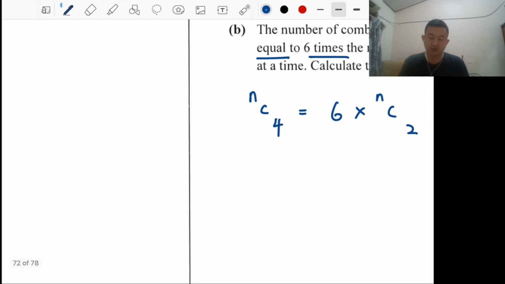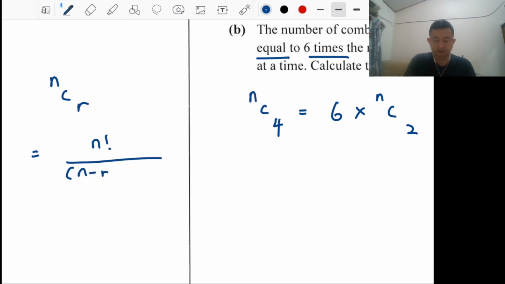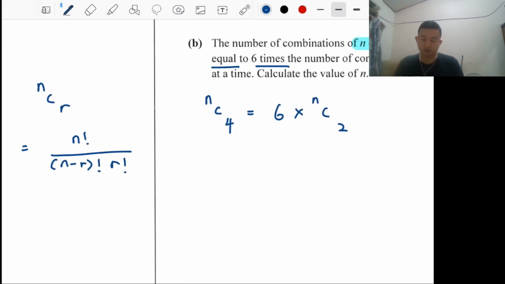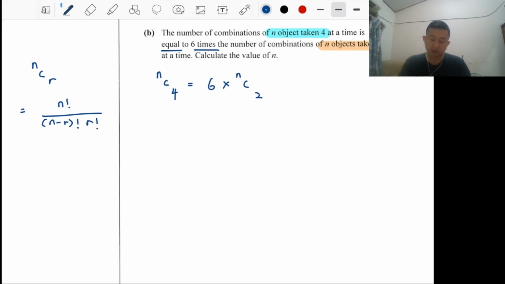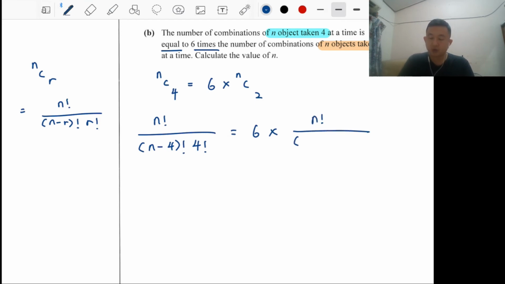Remind you again, if you forgot the nCr formula, the nCr formula would be the same as this. Alright, so we will have n factorial over n minus r factorial r factorial equals to 6 times n factorial over n minus 2 factorial 2 factorial. Let me check again. The number of combinations of n objects taken 4 is equal to 6 times. Okay, everything is correct, right? Okay, you can cut this off.